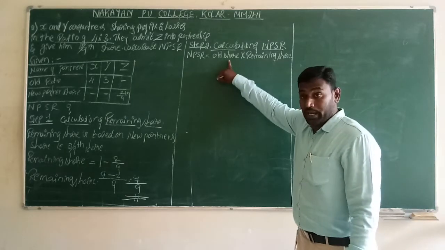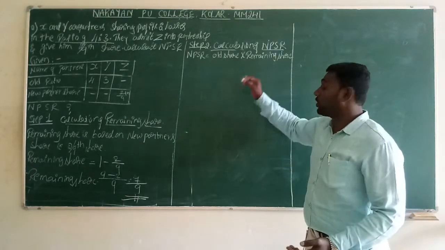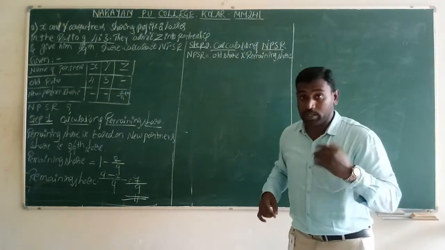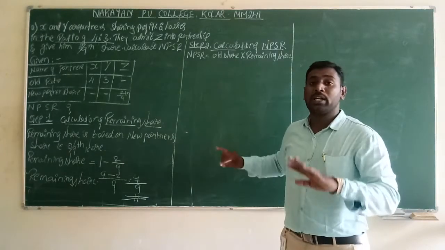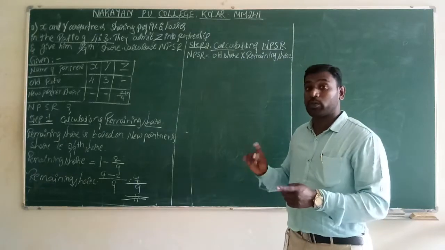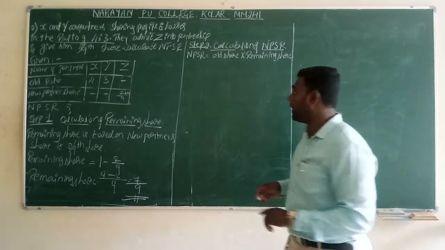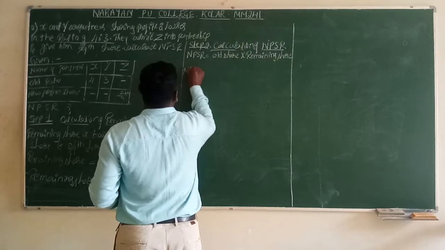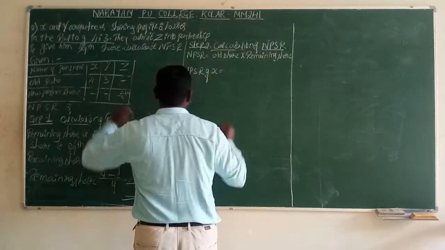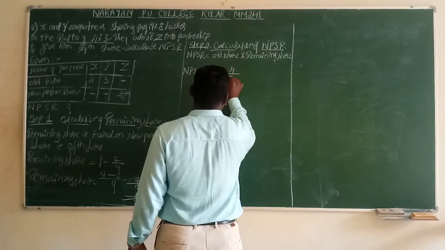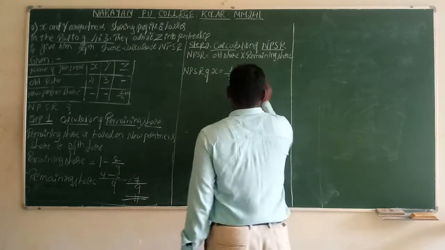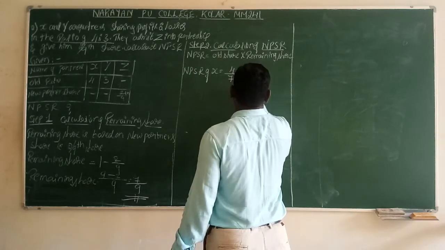Here the old ratio is there, but the sacrifice ratio is not given, so the direct formula will not be applicable. We won't calculate the share sacrifice. So here only the old share and the new partner share are there, so we have to select the formula in a different manner. Therefore, NPSR of X is equal to the old share, which we know is 4 divided by 7, into the remaining share that we already calculated, 7 divided by 9.